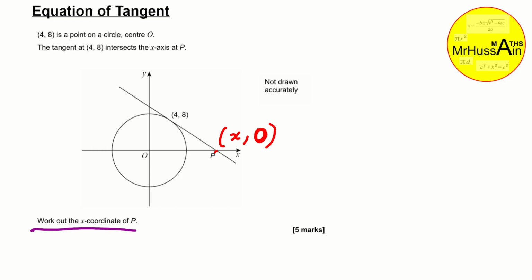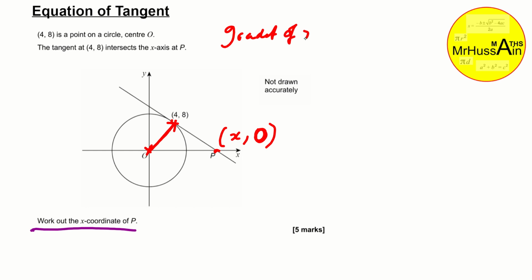Now, before you can work out equation of any line, you actually need 2 points. But on the tangent, we only have one proper point. This point we do not have yet, but this point we do. From my other video, from working on equation of a tangent, you will know that you actually know the gradient of this line, which is the radius, because you have 2 points there, 0, 0 and 4, 8.